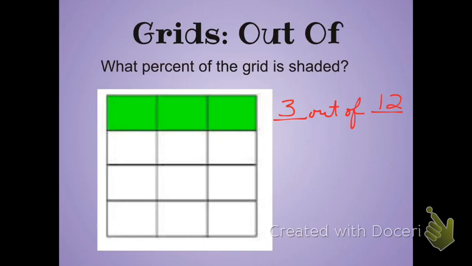3 divided by 12 is, okay, so it's 1/4, but that's not what we're looking for. We're looking for a percent. 25%. So that's 3 out of 12. Divide 3 by 12, and we get 0.25. And then we move our decimal over 2 places, and we get 25%.